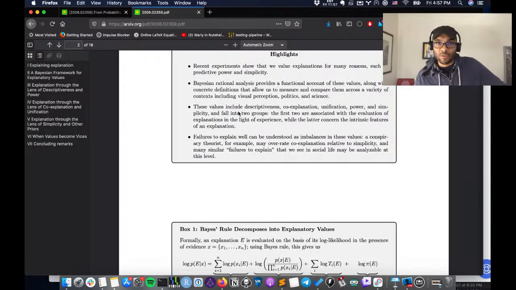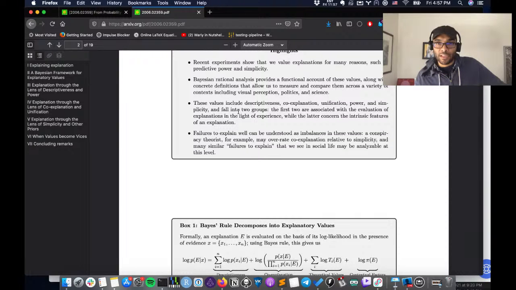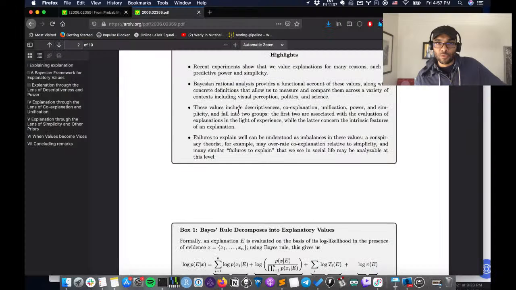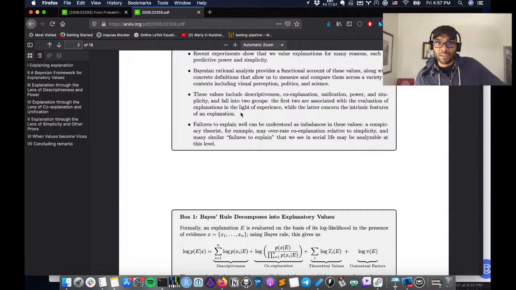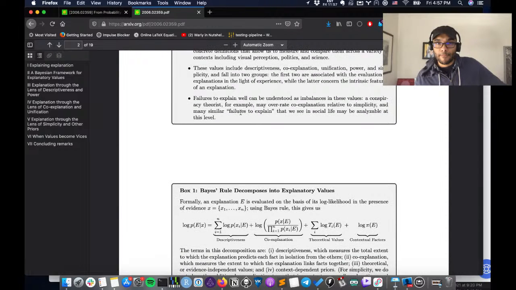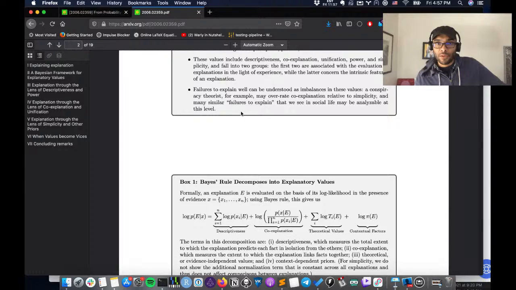These values include descriptiveness, co-explanation, unification, power, and simplicity, and fall into two groups. The first two are associated with the evaluation of explanations in the light of experience, while the latter concern the intrinsic features of an explanation. Failures to explain well can be understood as imbalances in these values. A conspiracy theorist, for example, may overrate co-explanation relative to simplicity.